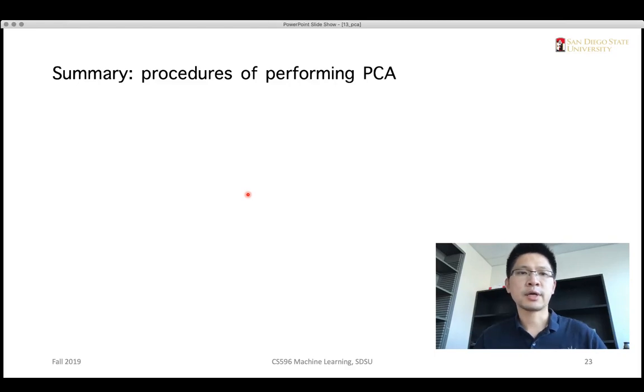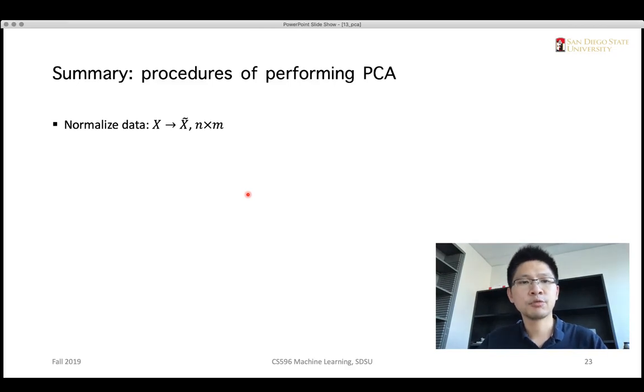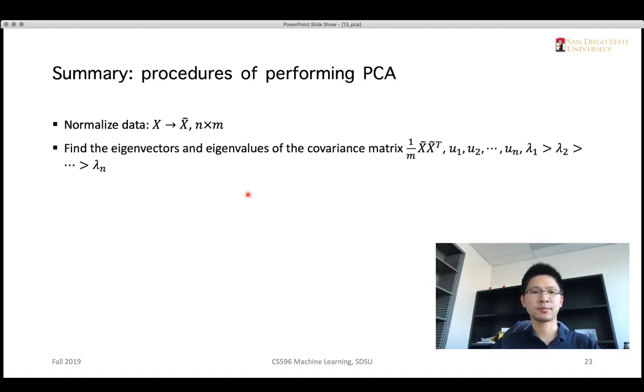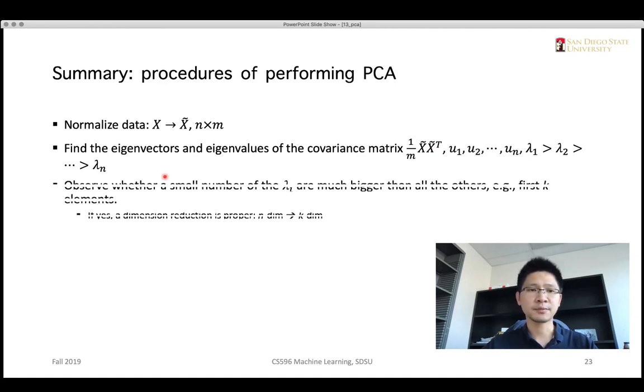So now let's summarize the contents covered so far. Given the data sets, in order to perform PCA on the data, we will first need to normalize the data sets into X tilde, which is n by n dimensions. And we need to find the eigenvectors and the eigenvalues of the covariance matrix, which is in the form of 1 over n times X tilde X tilde transpose. And suppose that we have found all the n eigenvectors and all the n eigenvalues.